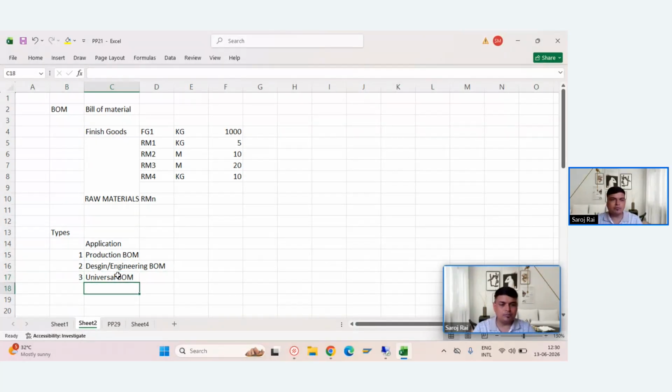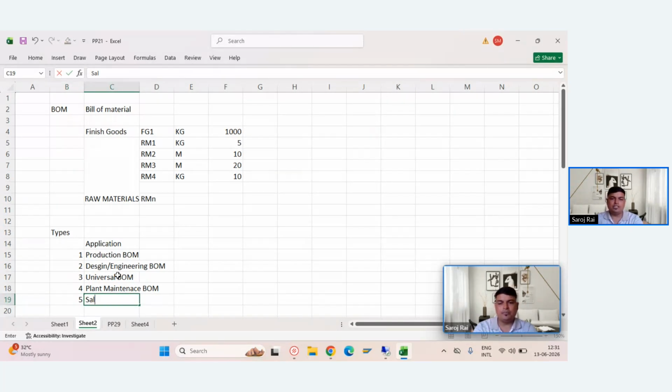So that is universal. Fourth is the plant maintenance BOM. So what is this BOM? It is the BOM we use for maintenance activities, PM activities. We can say SAP PM activities. So that is plant maintenance.